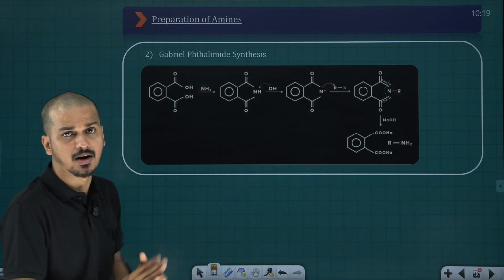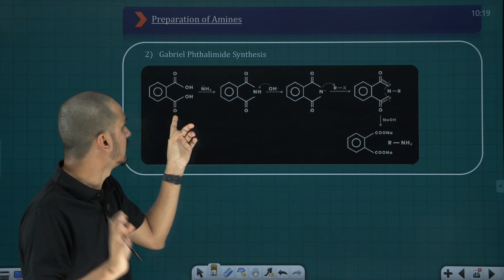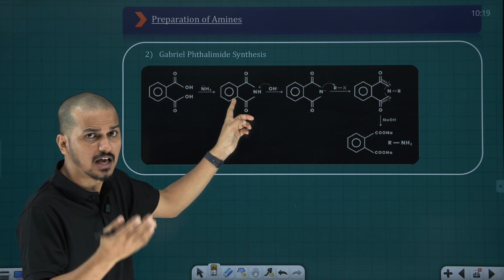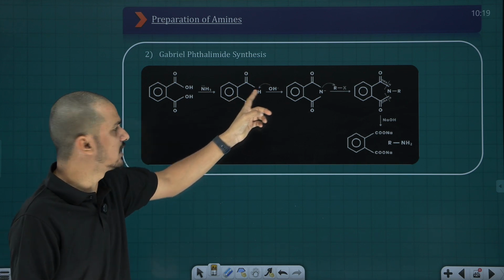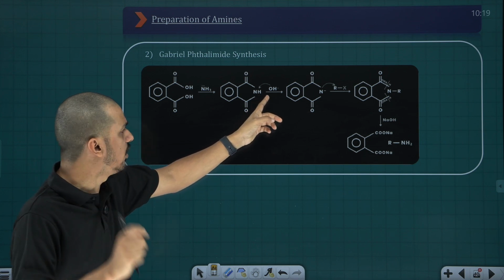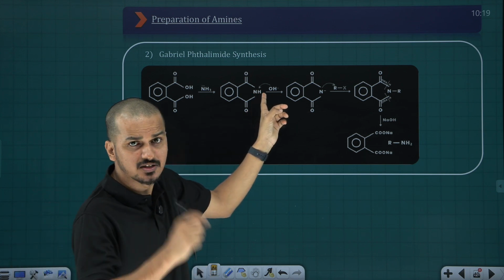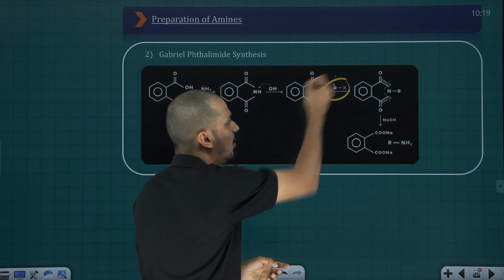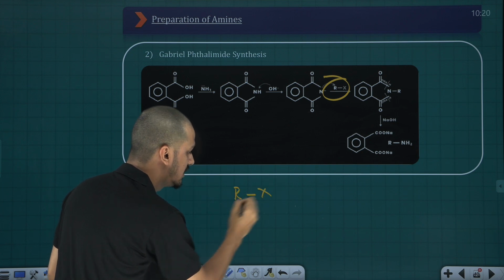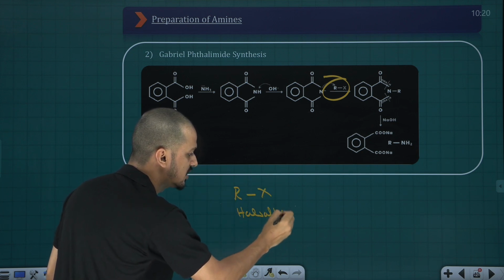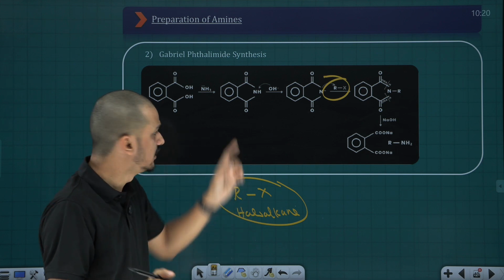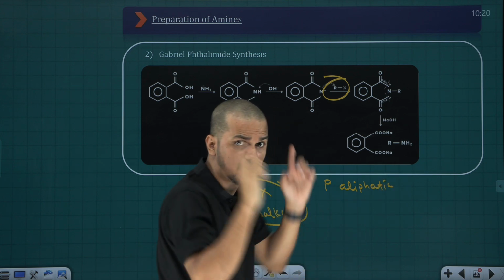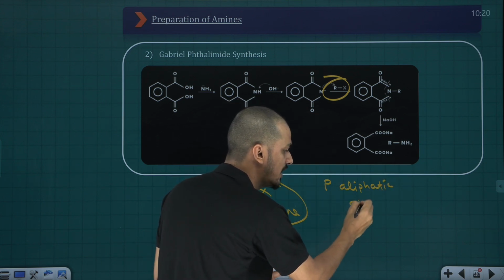Then the next one is Gabriel phthalimide synthesis. It's a very important reaction, and we already learned it. Here phthalic acid is converted into phthalimide. That phthalimide is treated with a base, alcoholic KOH, so NH is converted to NK, potassium phthalimide. Then you treat it with a haloalkane. Only haloalkane is possible; haloarene we cannot use. This method is only for the preparation of primary aliphatic amines. Keep that idea in mind.